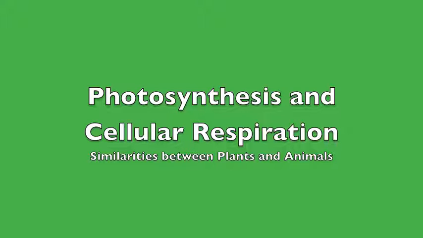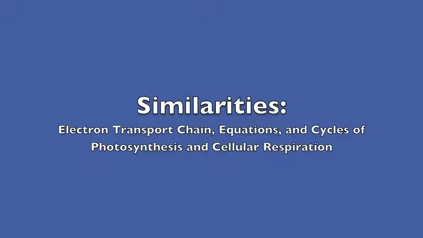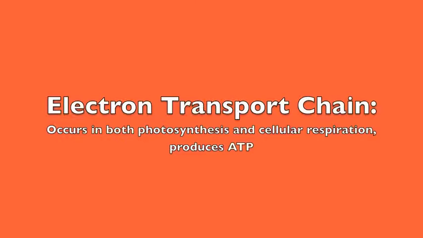Photosynthesis and cellular respiration. Photosynthesis is the process in which plants create sugar from CO2, H2O, and sunlight. Cellular respiration is the process in which animals' glucose is converted into ATP, CO2, and H2O. Both of these processes are alike in so many ways. These reasons include the electron transport chain, the equation of the process, and the cycles of these two processes.